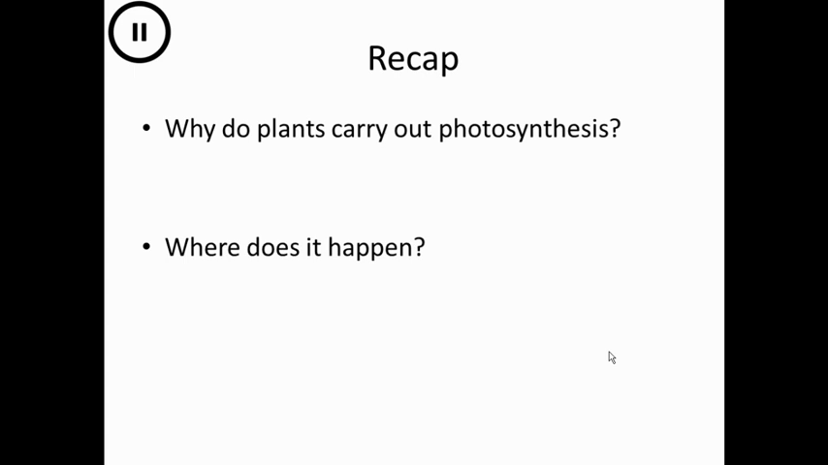So, a quick recap. You can see that pause symbol again. Remember, you're not writing anything down, you're saving it for the written phase at the end. Answering these questions, you can have a chat to anyone else that's in the room with you. Why do plants carry out photosynthesis? Where does it happen? Pause the slide now.